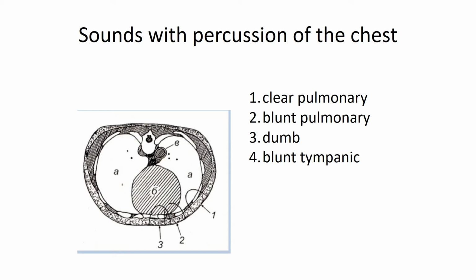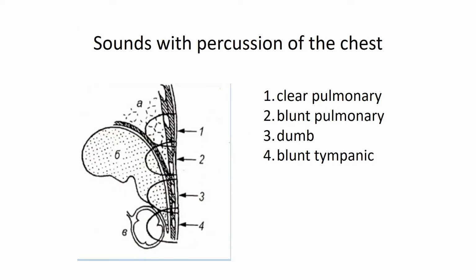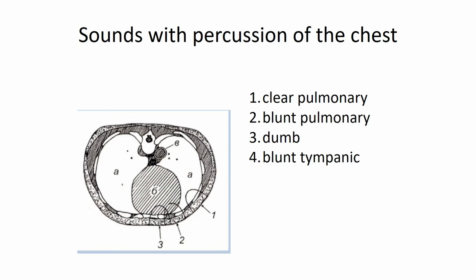Here it's the same, but before it was an X-ray picture and here it's a CT picture. Again, number one is a clear pulmonary sound, because the sound goes through the muscle and ribs exactly to the lung. Second is a blunt pulmonary sound because it's touching the lung and the heart. Third is dull because it's the sternum first, and then after the sternum it goes to the heart. That is blunt, dull. And number four is a blunt tympanic sound.